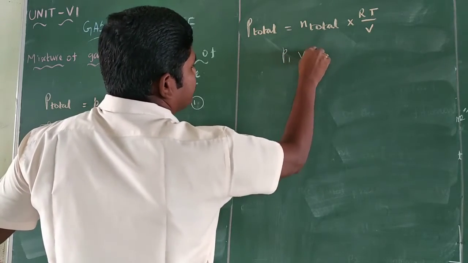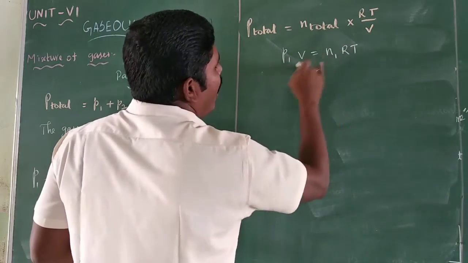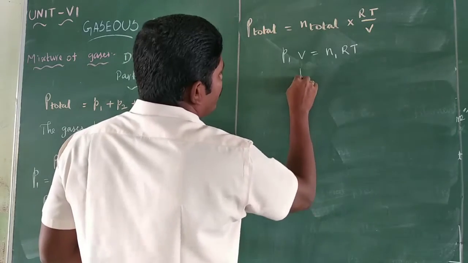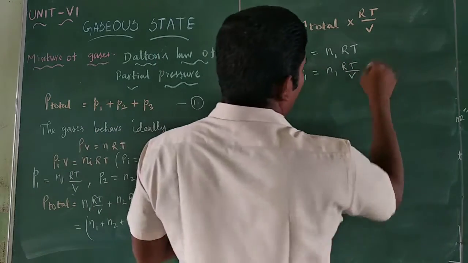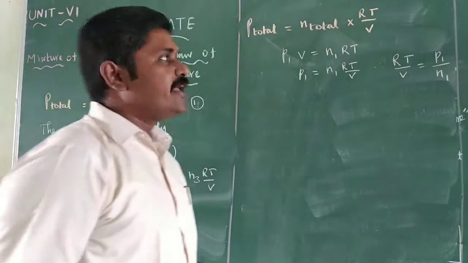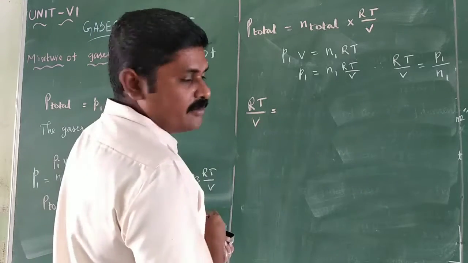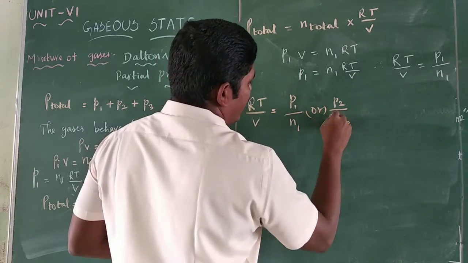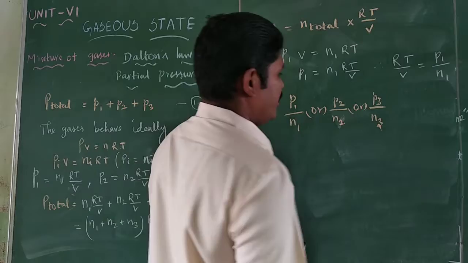P1 V is equal to N1 RT. Right? So the RT by V, you write RT by V. So P1 is equal to N1 RT by V. Therefore, RT by V is equal to P1 by N1, or P2 by N2, or P3 by N3.